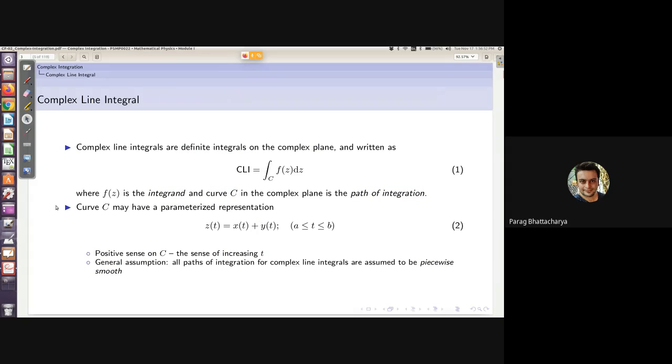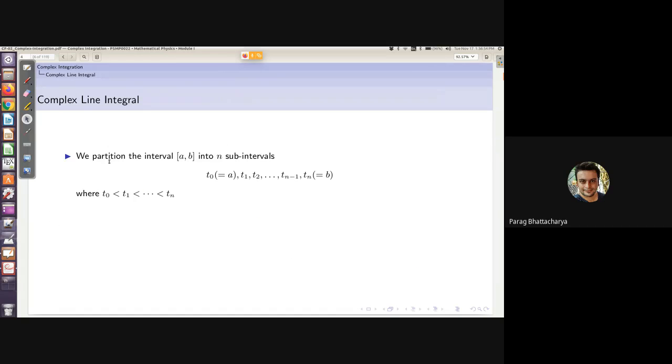We're going to the next slide. So now what we do is we partition the interval into n subintervals. Like I said, this parameter t that we have, the parameter t.